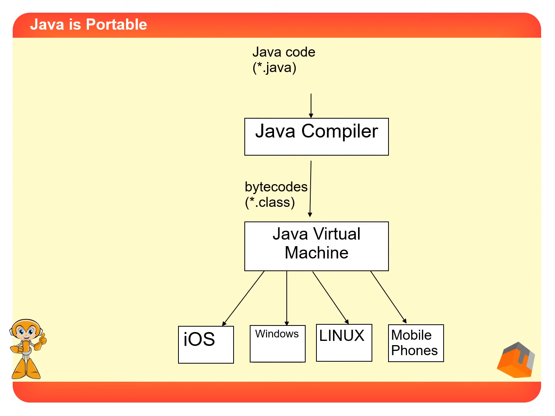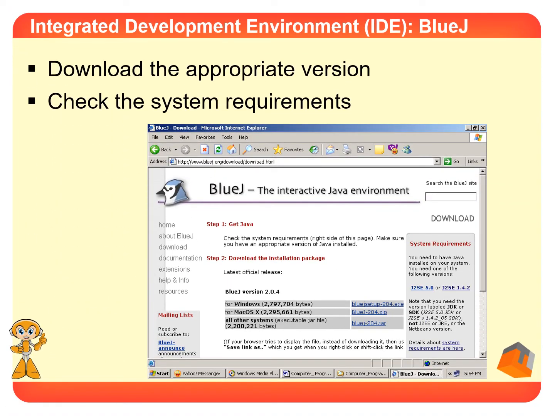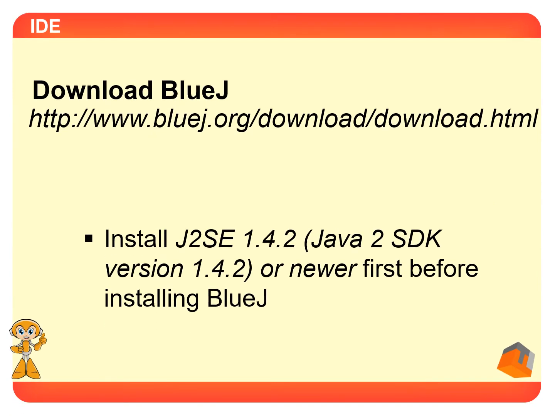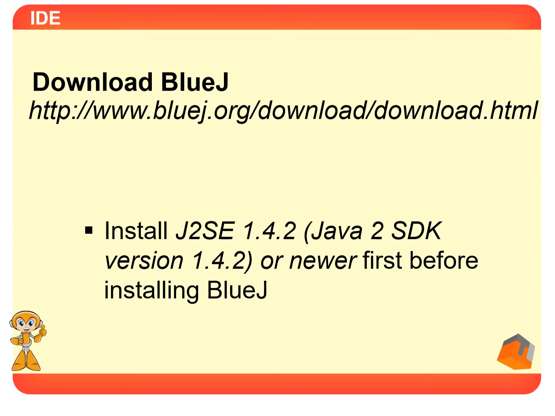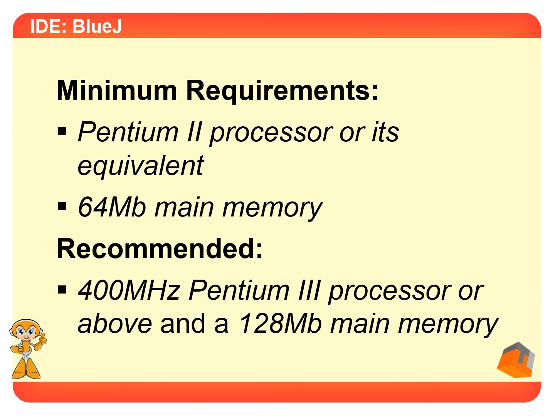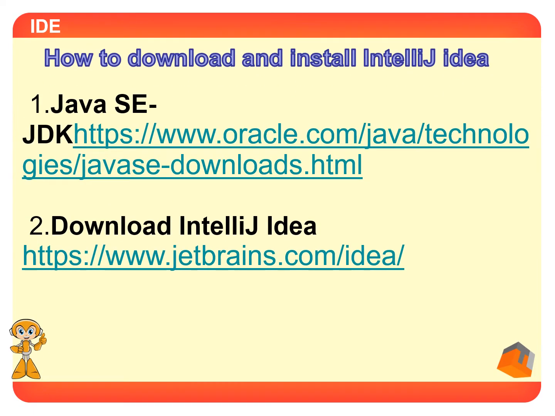Java is portable because it can run in iOS, Windows, Linux, and mobile phones. Integrated Development Environment, or the IDE, we can use BlueJ, and BlueJ was prescribed in other previous edition of our textbook, but right now we are using the IntelliJ. We are using the IntelliJ IDEA.